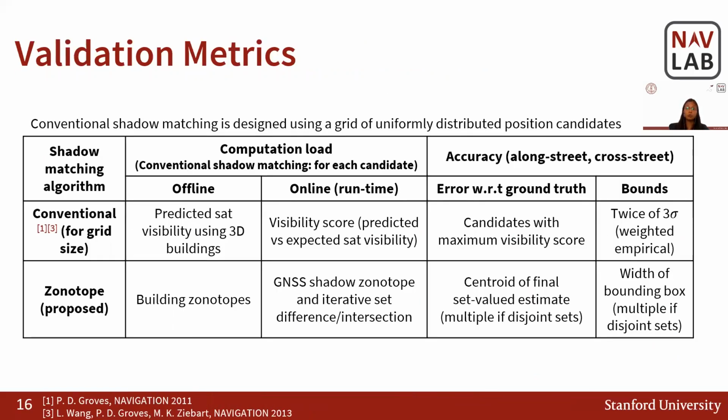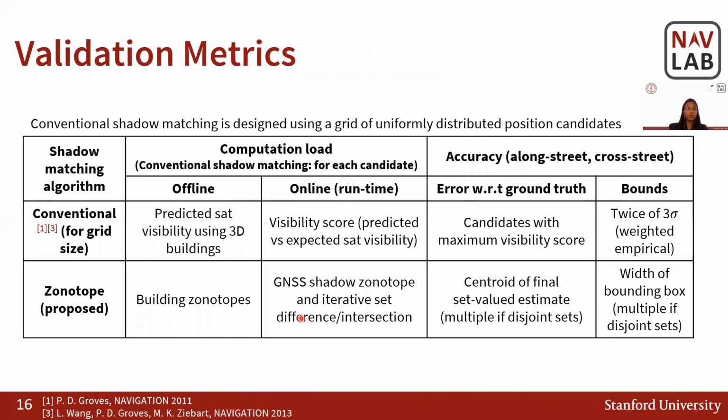We validate our proposed algorithm by comparing against conventional shadow matching that is designed using a grid of uniformly distributed position candidates. Specifically, we consider 4 validation metrics: offline and online computation load, position error, and position bounds.